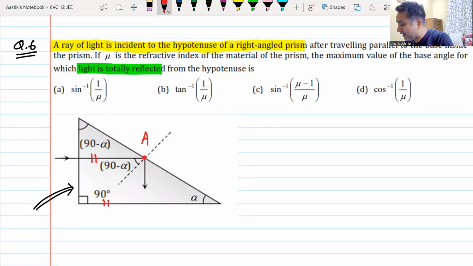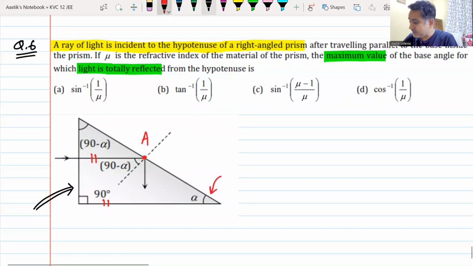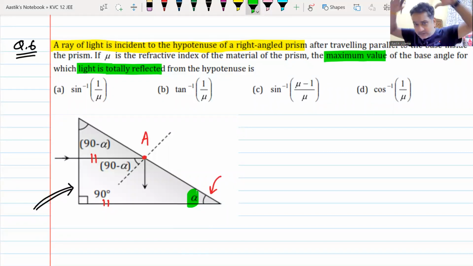Mu is the refractive index, maximum. Now, whenever you have this maximum or minimum, just be a bit careful. Just see what I'm going to do. I know that you have solved the question, but for me, it is more important that I tell you how you got to do this. Now, let me call one particular angle of the right angle prism as alpha. Do you see this alpha, everyone? So alpha is the base angle. Do we understand this?